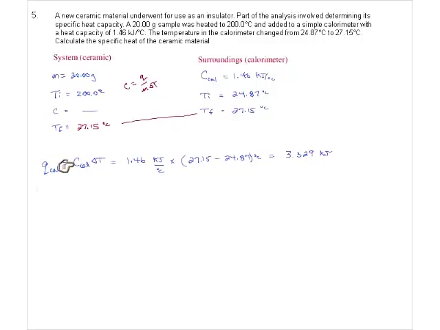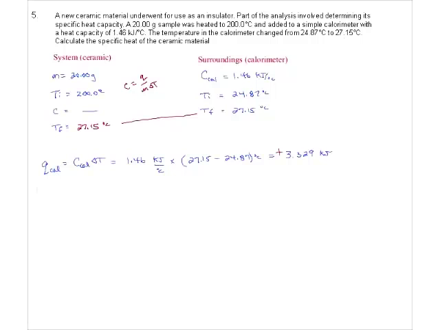All right, so Q of the calorimeter is C cal delta T. We put our values in, TF minus TI. Again, be very careful of that. And we're saying the calorimeter absorbed that much energy. So the calorimeter went up by 3.329 kilojoules. It absorbed a lot of energy.